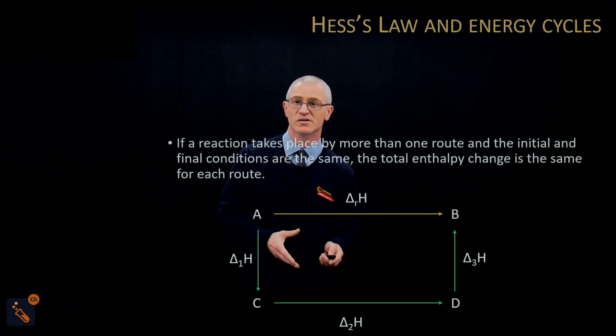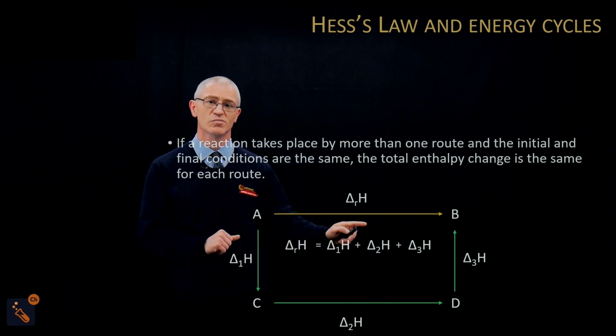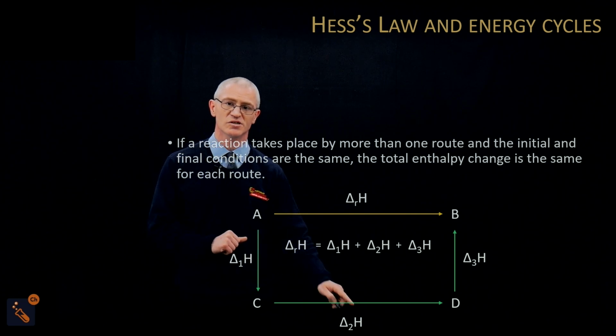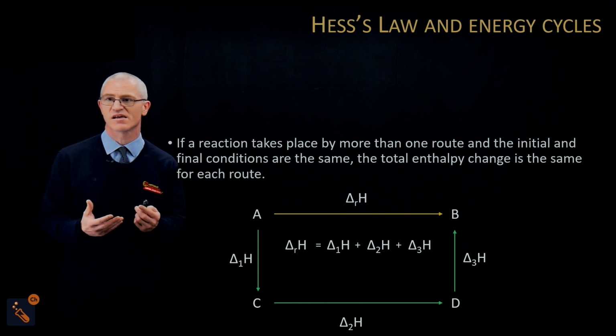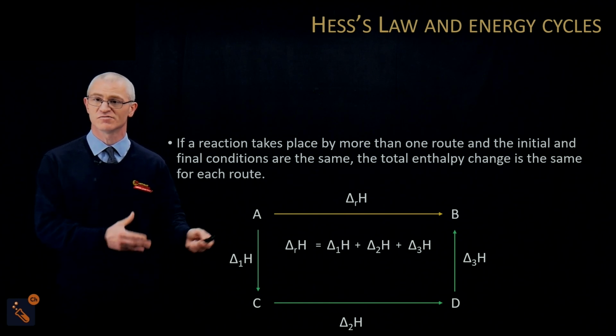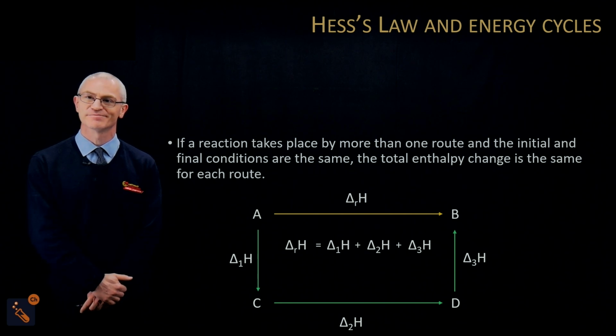So what we can do is we can say delta RH is equal to 1 plus 2 plus 3. So 1 plus 2 plus 3. And as long as you know what those enthalpy changes are within those reactions, you can just add them together. And we'll talk about how you do that next.